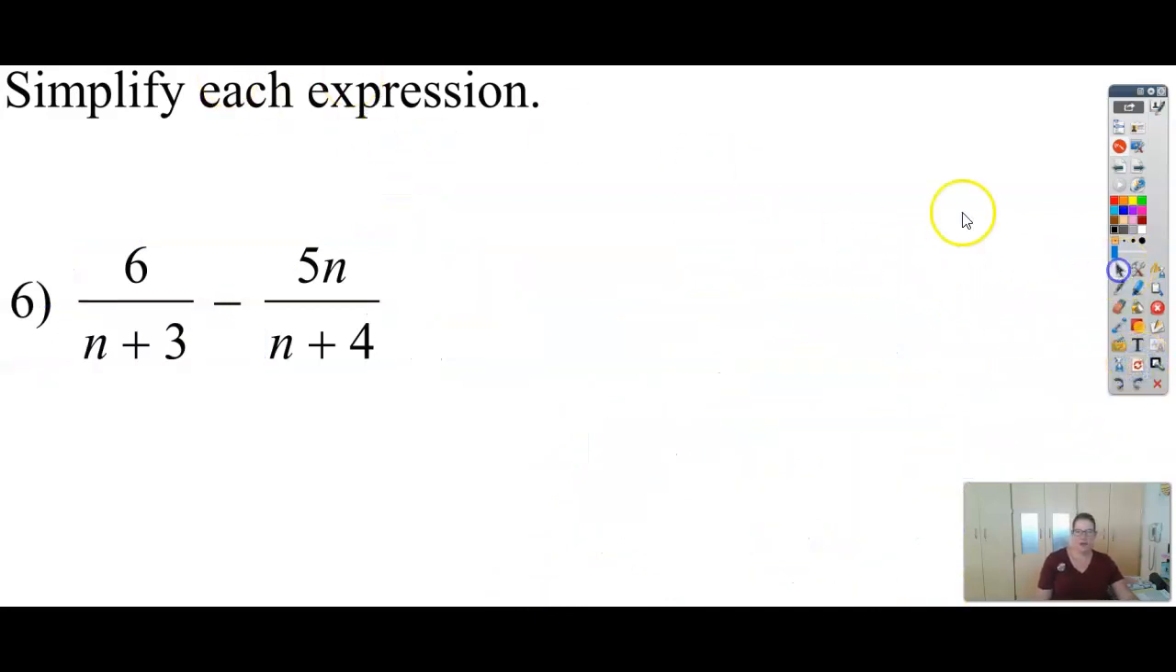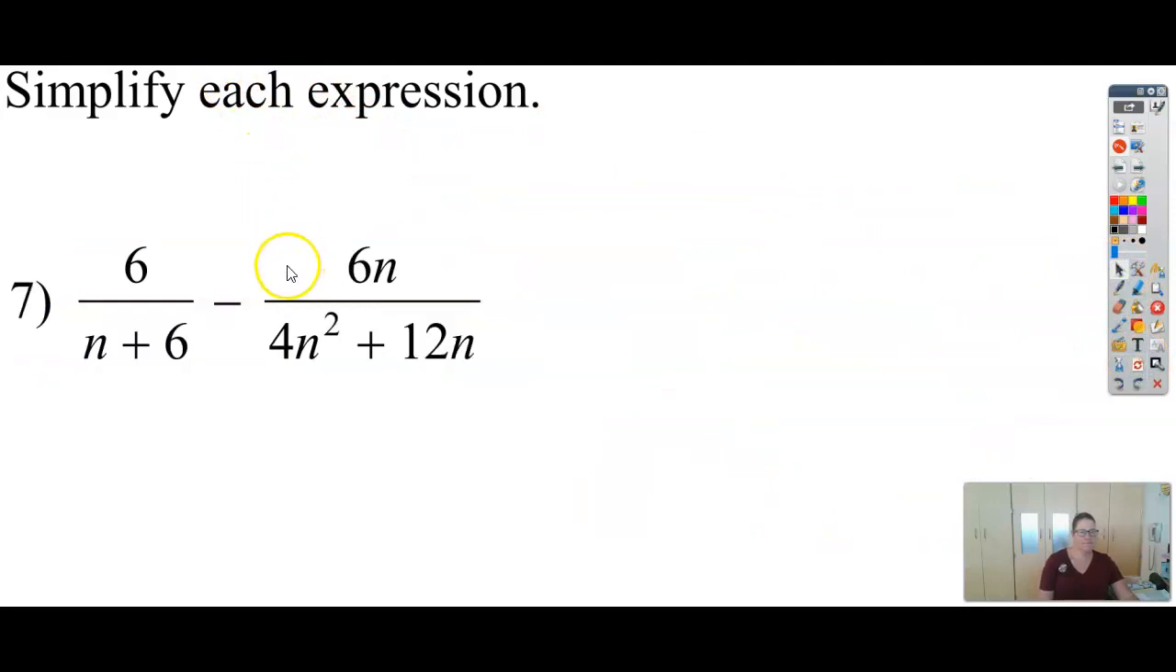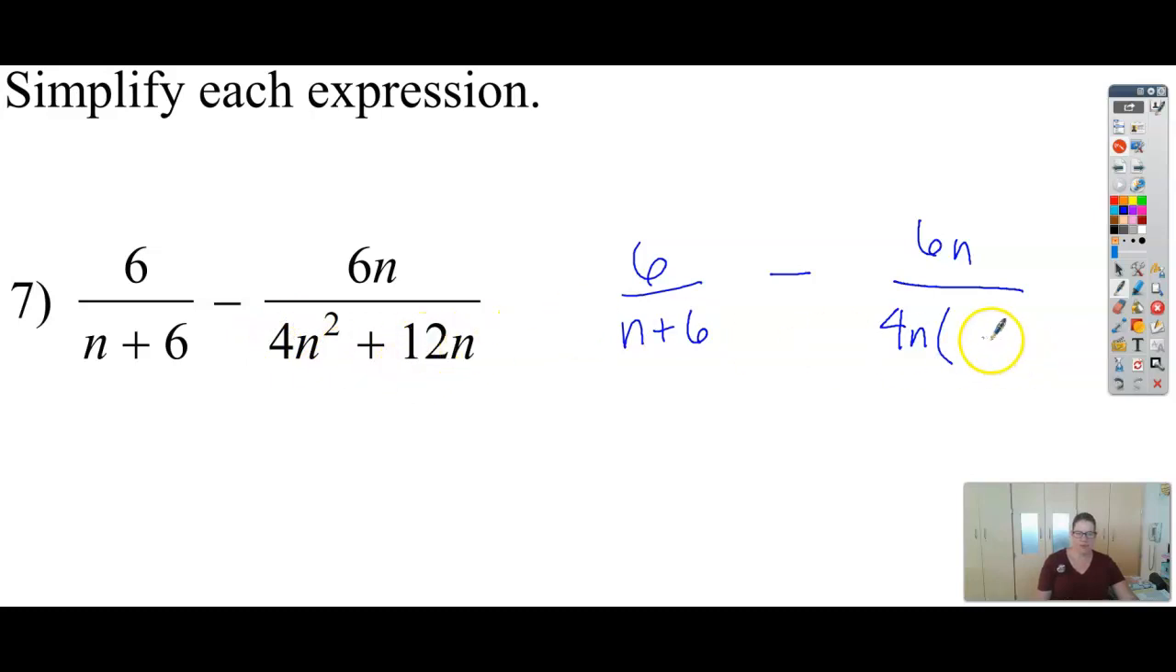Okay, let's try another one. Here, I see that this part down here may need to be factored, and I want to always factor things first because I don't want to just multiply all this mess by this side. I want to see if they have common factors first. So I'm going to pull out the 4n here, and that is going to leave me with n plus 3. Okay, so in this case, nope, I don't have any common factors.